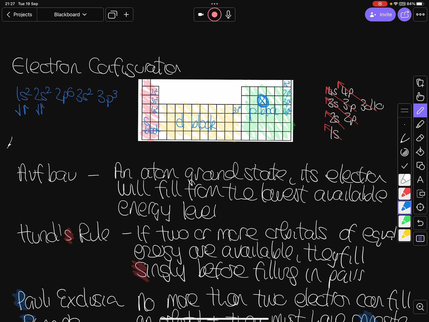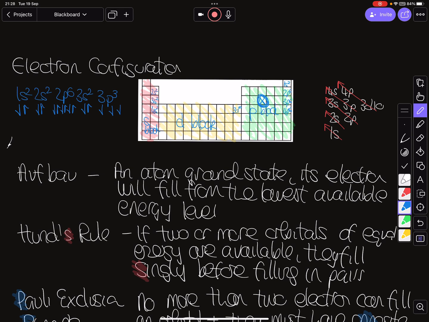S has only one orbital in there, so that's easy. But when we get to P6, they fill singly. I have 3 orbitals in P before they fill in pairs. S again has only one orbital, but they fill 1 up, 1 down. And now for 3p3, we fill the first one down, the second one down, the third one down. So my orbitals fill singly before filling in pairs, and then they have to have opposite spin according to Pauli exclusion.